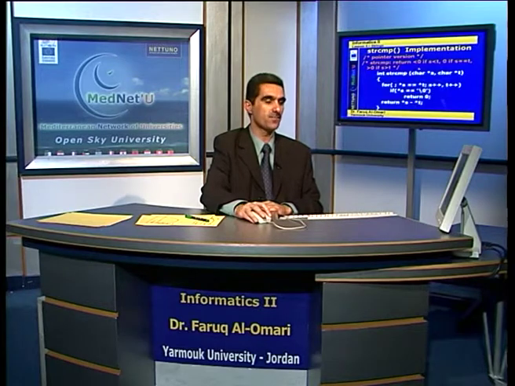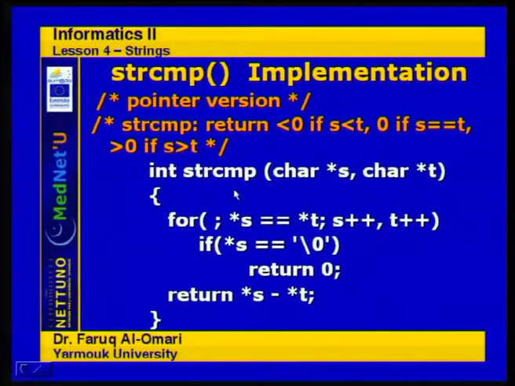The implementation, pointer version. We have seen this actually in the previous class in lesson 3. Basically, I'm going to keep going, and each time I will check if the two characters pointed to by S and T are the same. If that is the case, increment. Okay? If I encounter the null, then I'm done, and all characters so far are equal, then return 0. So the return value of 0 means the two strings are equal.